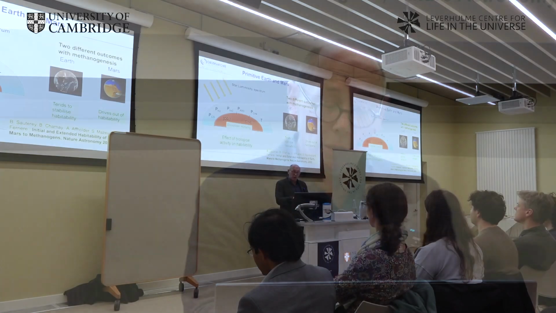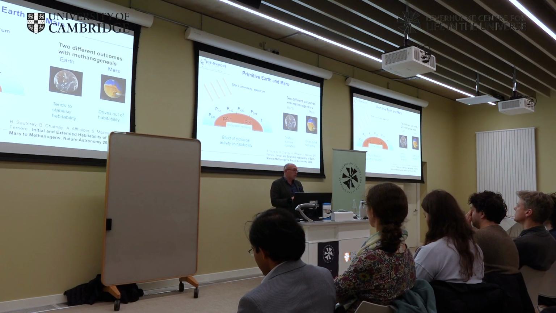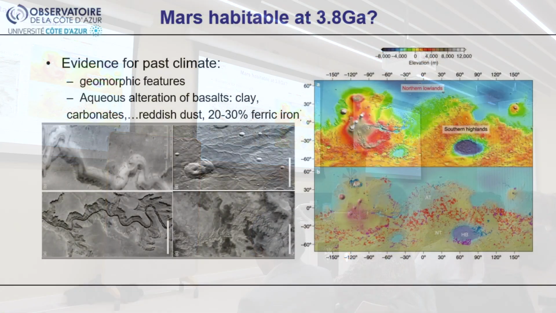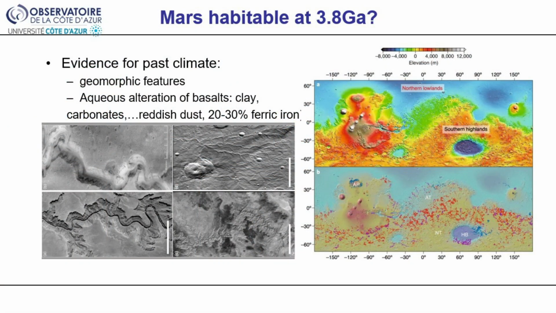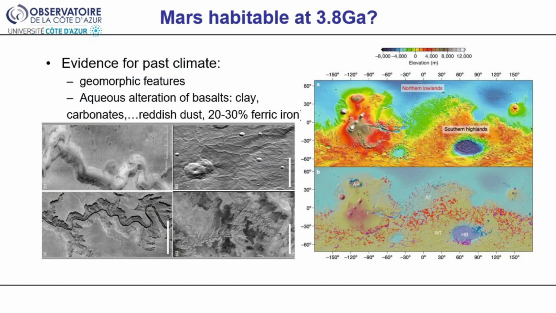On Earth, on Mars, it drives out Mars of habitability pretty easily. And let me explain why. We know that Mars was likely habitable because we have evidence that there is liquid water on the surface of Mars. We are seeing all the geomorphic features that are signs of water. We have aqueous alteration of basalt. We found clays. You have carbonate. So everything points to the fact that there was liquid water on the surface of Mars 4 billion years ago.